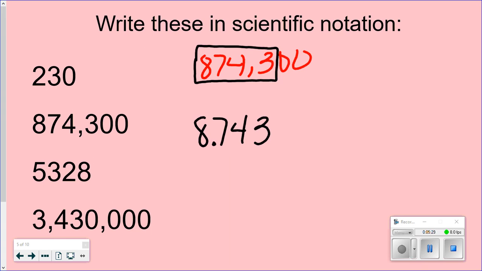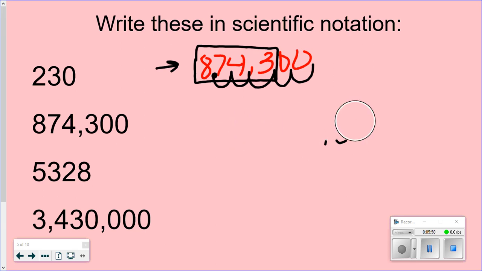Okay, the next step is I'm going to take that times 10, but now I have to figure out what power it's going to be to. So how many times am I going to move my decimal to make it this number? So if I put my decimal here, I move it 1, 2, 3, 4, 5. This would be 8.743 times 10 to the 5th power. Okay, let's try another.